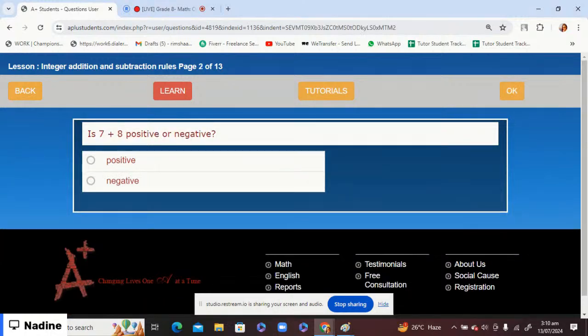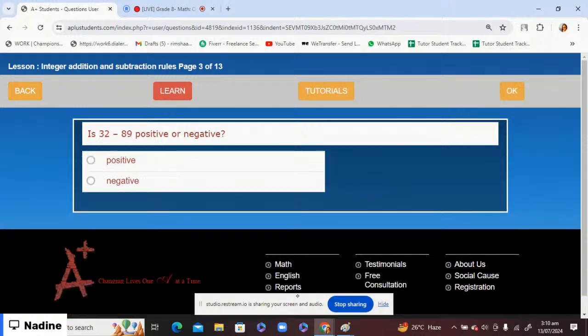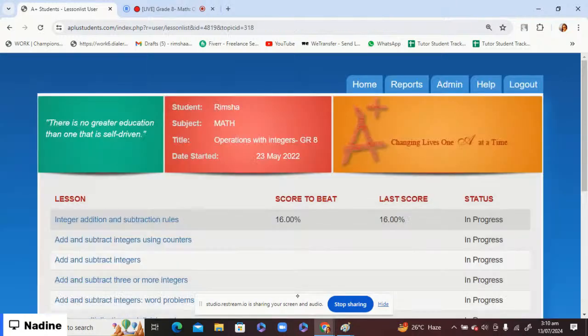Got it? So 7 plus 8 is positive or negative? It means that two digits are positive. When you add up, the answer is positive. Okay, hope you guys understand this lesson. Solve the rest of the questions by yourself.